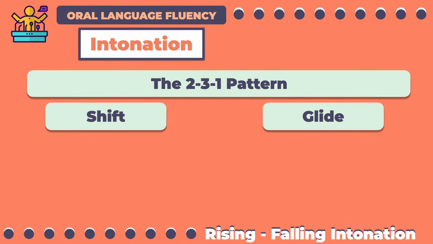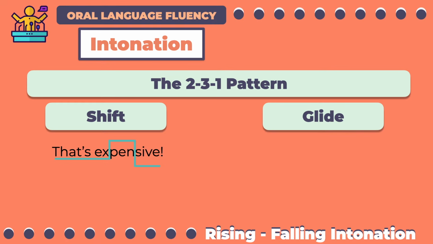Let's apply this in a sentence. That's expensive. Following the 2-3-1 pattern, we start off with 2. That's. Then in the next word, expensive, we know that the word expensive is stressed on the second syllable. So we continue the straight line for number 2 until the first syllable, ex. Then raise the bar to 3 for the stressed syllable, pen. Then it goes down for the rest of the syllables, sive.